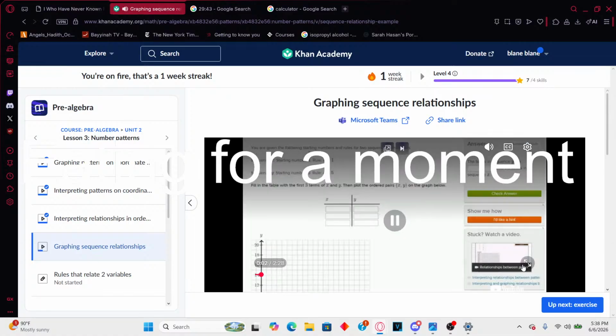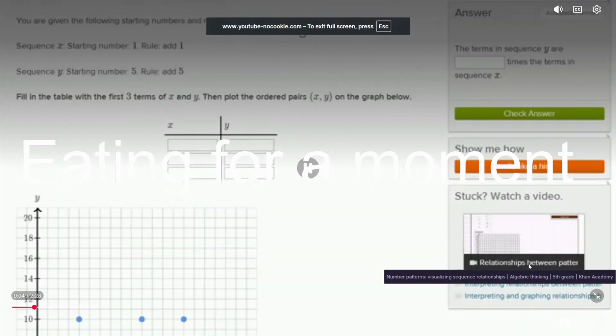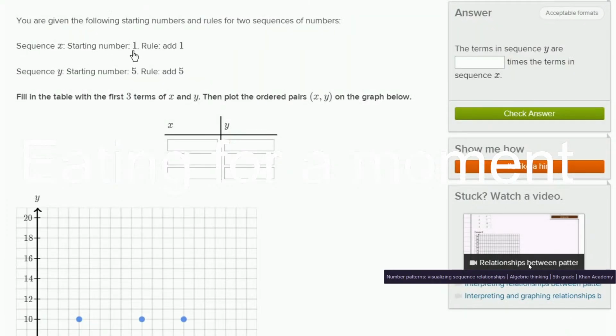You are given the following starting numbers and rules for 2 sequences of numbers. So the first sequence, sequence X, starting number should be 1, and then the rule is add 1. Sequence Y, starting number should be 5, and then the rule should be add 5. Fill in the table with the first 3 terms of X and Y, then plot the ordered pairs X, Y on the graph below.